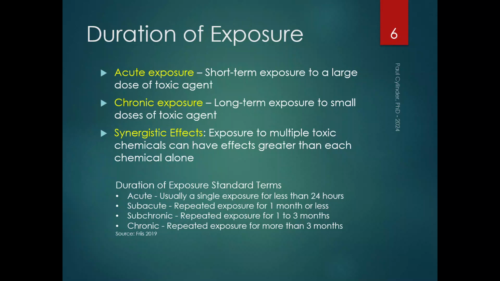So, acute would be a single exposure in less than 24 hours. Chronic would be repeated exposure for more than 3 months, and then sort of steps in between. I don't expect you to remember these, but understand the difference between an acute exposure and a chronic exposure, and you should be able to recognize an example of each.